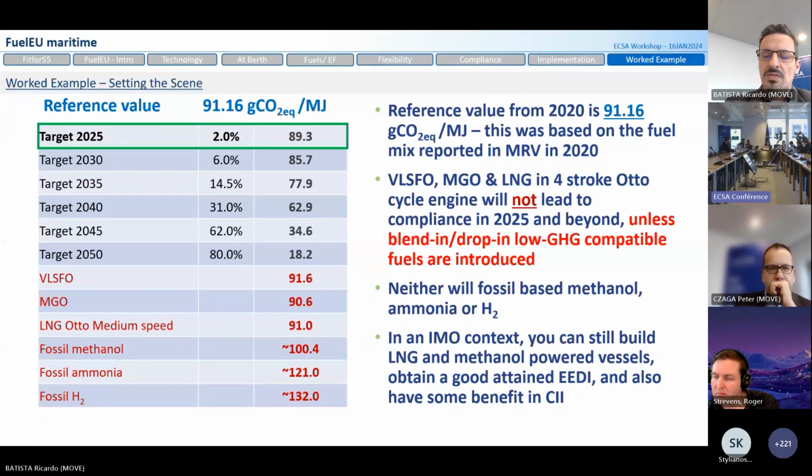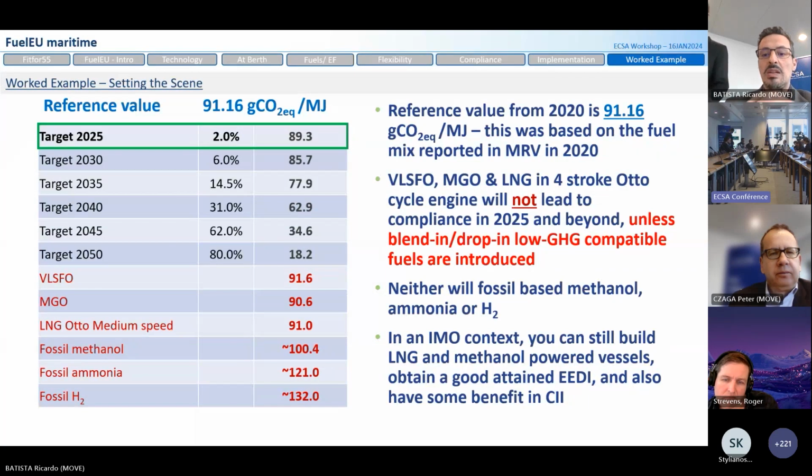In practice, and as a very basic statement, existing installations with very low sulfur fuel oil, marine gas oil, or LNG in medium speed engines would not lead to compliance in 2025, unless you blend in or introduce low greenhouse gas compatible fuels in the mix. Also, fossil-based methanol and ammonia would, as I demonstrated, not be eligible for a compliant route with the FuelEU.